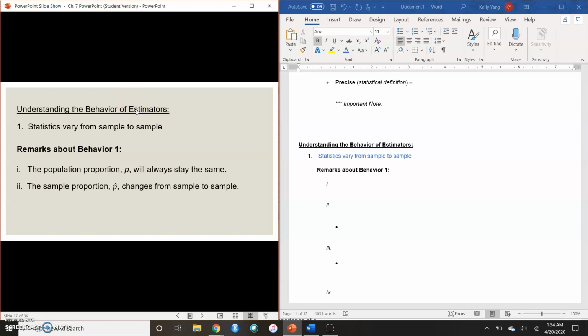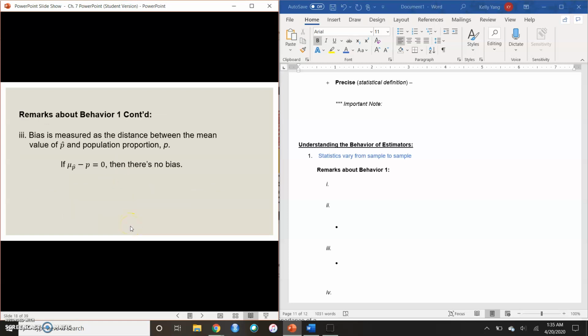The second remark: the sample proportion p hat can change from sample to sample. The reason we're talking about the proportion is that, as I've mentioned, this chapter focuses on the proportion. We're not really talking about the mean or the standard deviation in this chapter. This sample proportion p hat has a probability distribution, which we'll refer to as the sampling distribution.